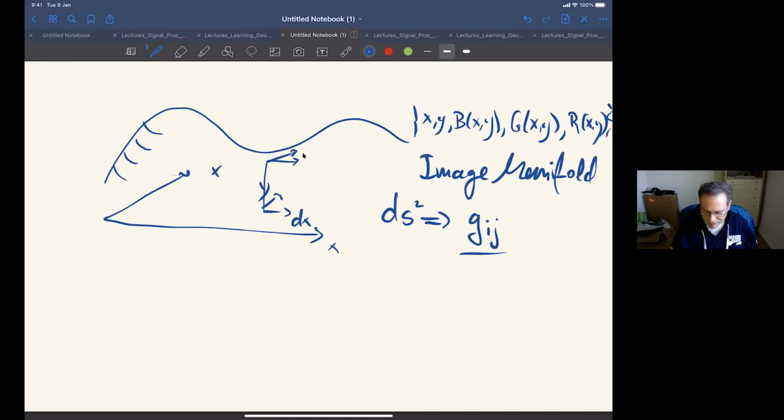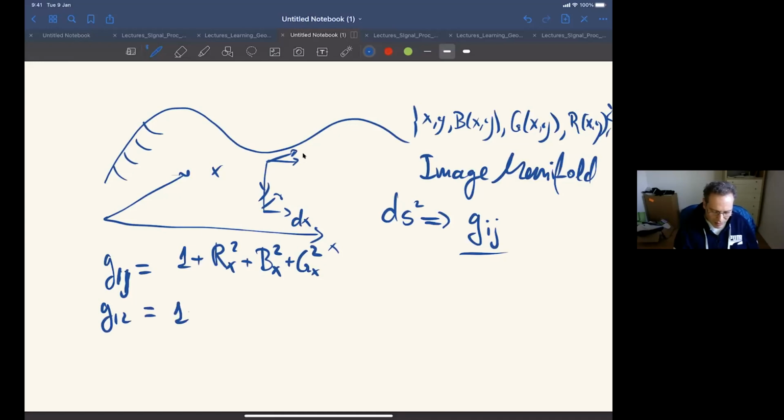So now my Gij would be nothing but, let's do G11. It would be 1 plus Rx squared plus Gx squared plus Bx squared. R, G, and B are my red, green, and blue images. And G12, for example, would not be a 1 here. It would be Rx times Ry plus Gx Gy plus Bx By, etc. So this would be my Gij.